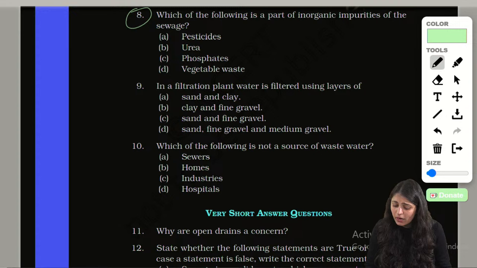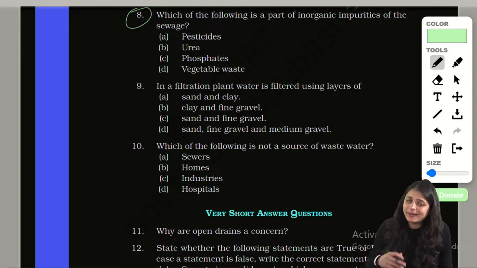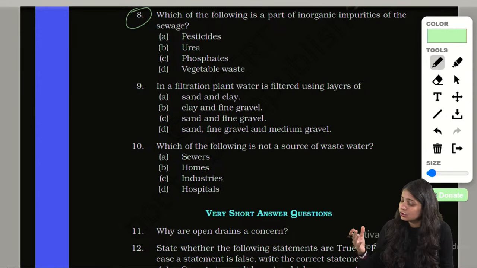Which of the following is a part of inorganic impurities of sewage? Pesticides, urea, phosphates, vegetable waste. Inorganic impurities बतानी है आपको, मतलब ये basically होती है, carbon hydrogen bonds नहीं होते. आपके level पे आप ये समझ लो जो inorganic मतलब non-living sources से derived है.